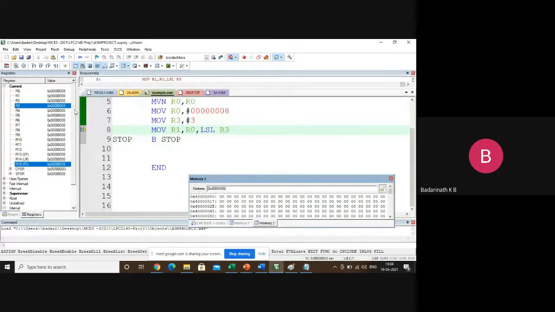Now we'll go back to the program. We will see what the value should be in R1. R1 should contain 40. So now I'll execute. Now you got 40. That means my calculation and the result I got are the same.